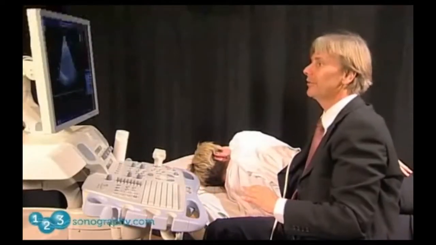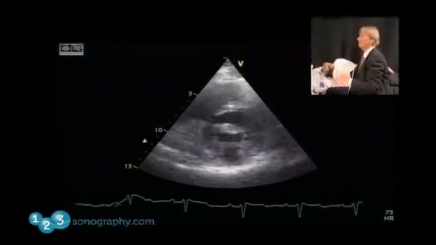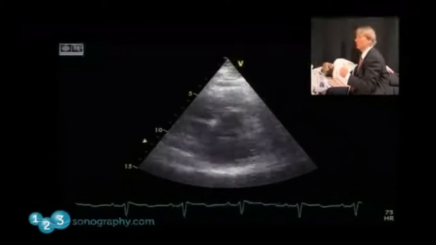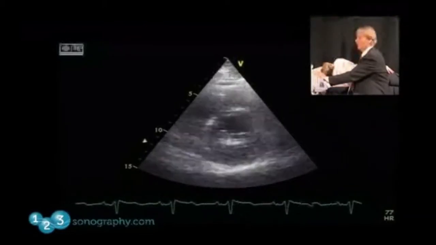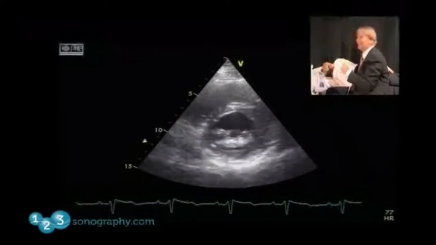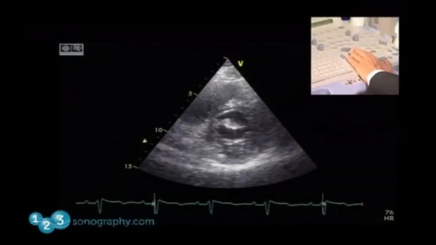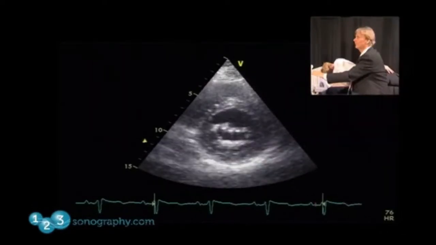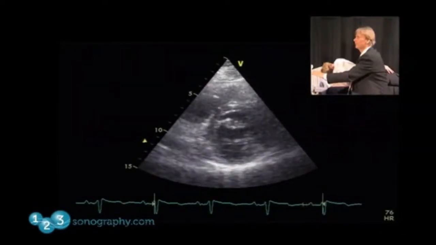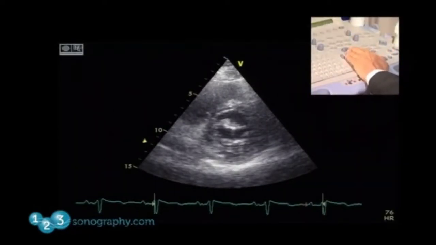Now we'll look at the patient in a short axis view, which is very important because we want to look at the opening of the mitral valve. We have to look at exactly the level of the mitral valve, which is approximately here. And then in early diastole, we can freeze the image. Okay? And then we can quantify the mitral valve area.